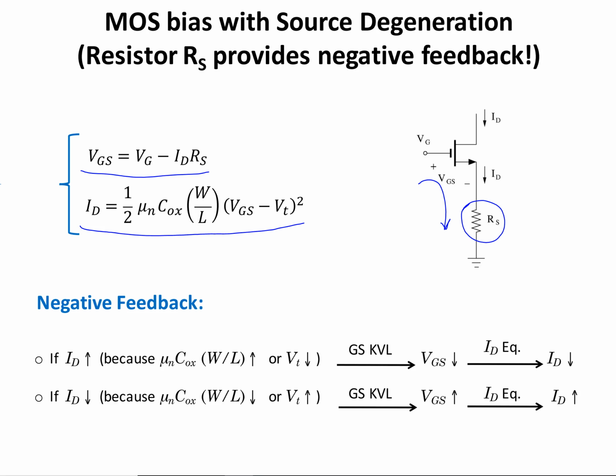Now if ID increases, for example VT decreases, or one of the parameters mu, Cox, W over L increases, then from the gate to source KVL, VGS is going to decrease, and if VGS decreases in this drain current equation, ID is going to decrease and it's going to be stable. And for the case of ID decreasing, for example when VT increases or one of those parameters decreases, then the gate to source voltage is going to increase, and that's going to increase the ID value. So you're going to get a stable bias point by adding a resistor to the source of this transistor.